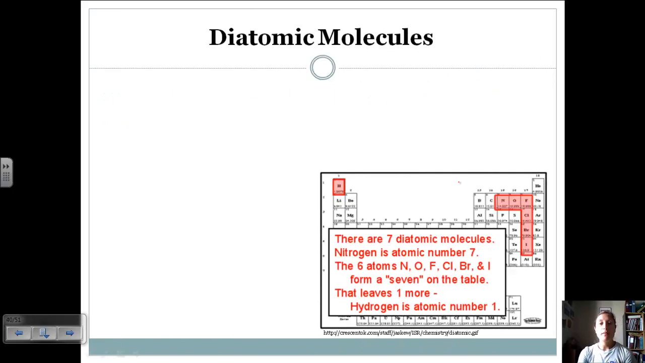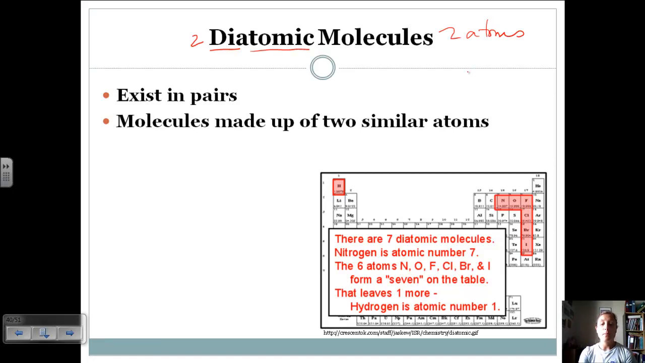Okay, so we also have an important set of elements which are called diatomics. The prefix di means two, right? And then we have atomic, and so this tells us that it's two atoms making up this molecule, and more specifically, two of the same type of atom. So they exist in pairs, and they're made up of two similar atoms. And you are going to need to memorize these in some way.